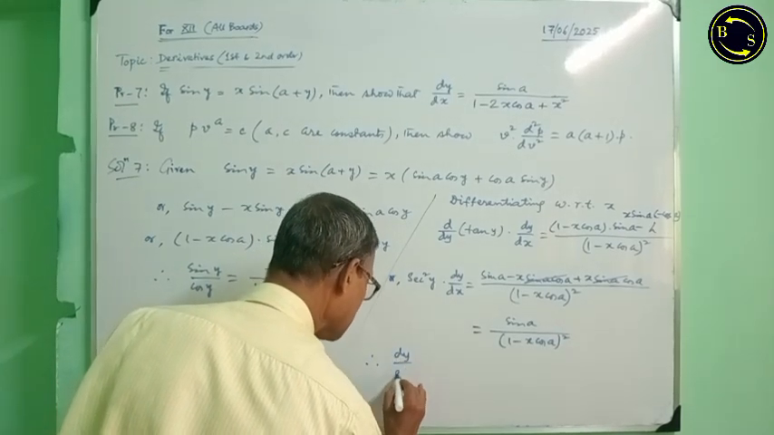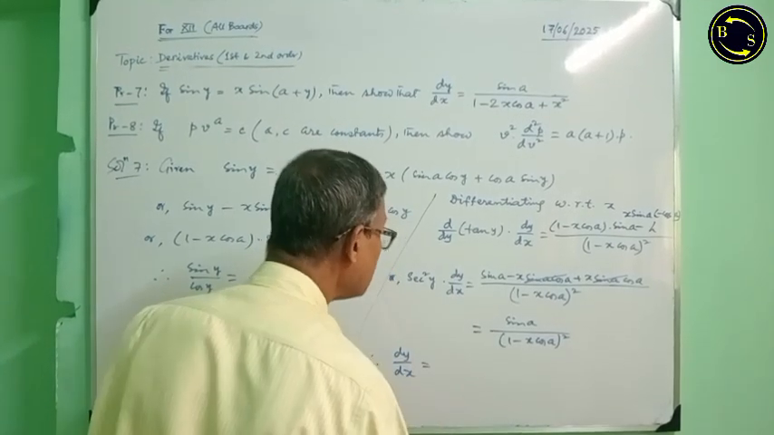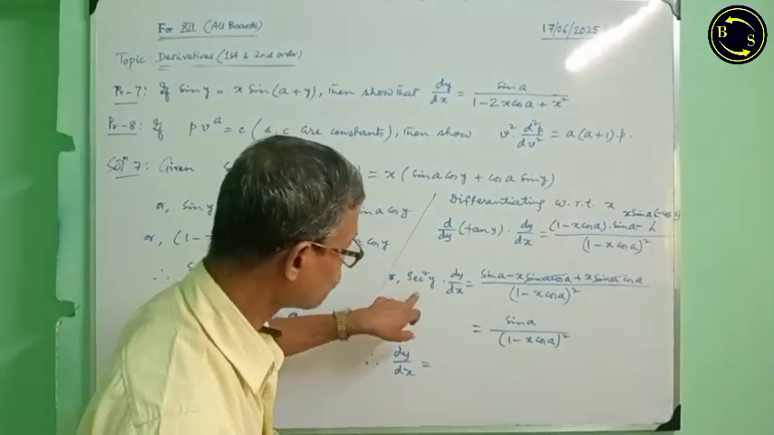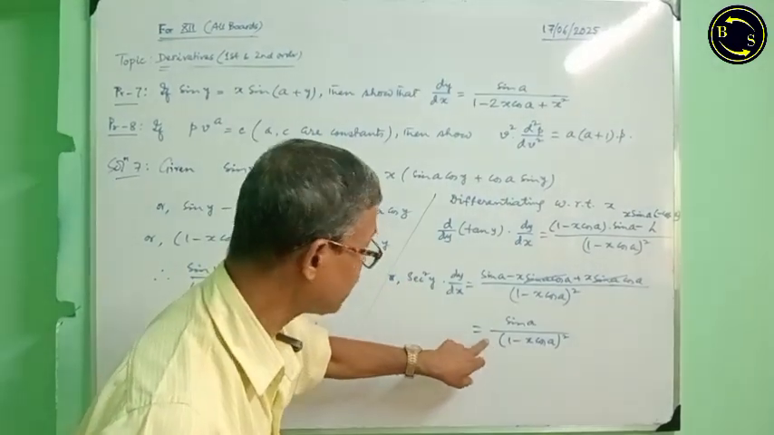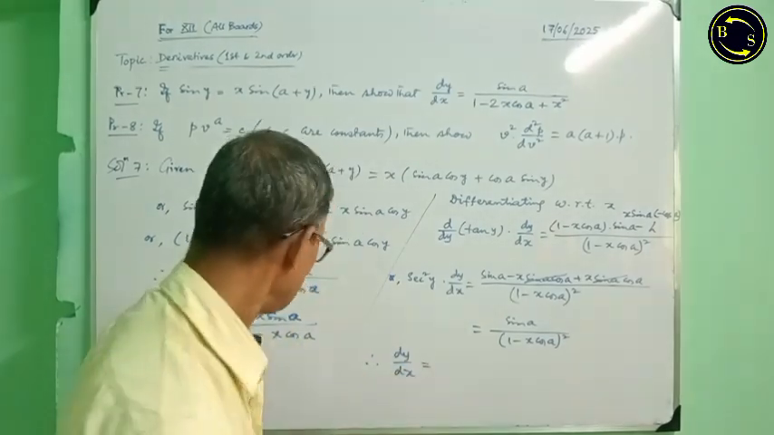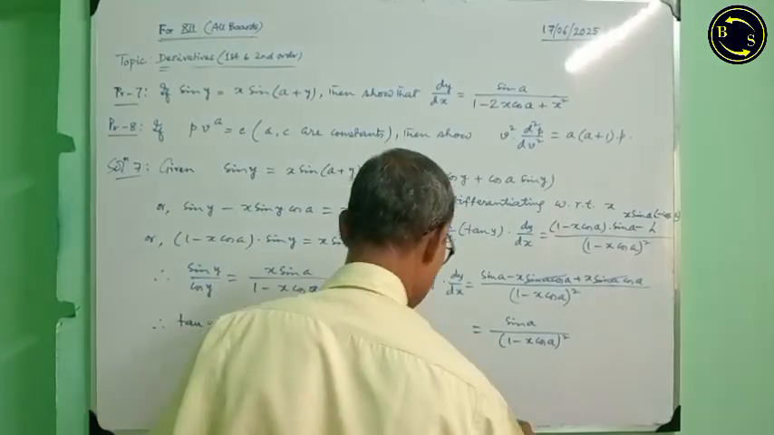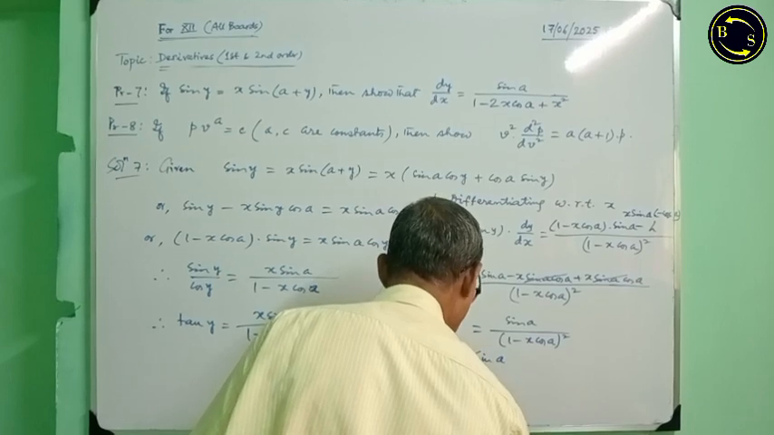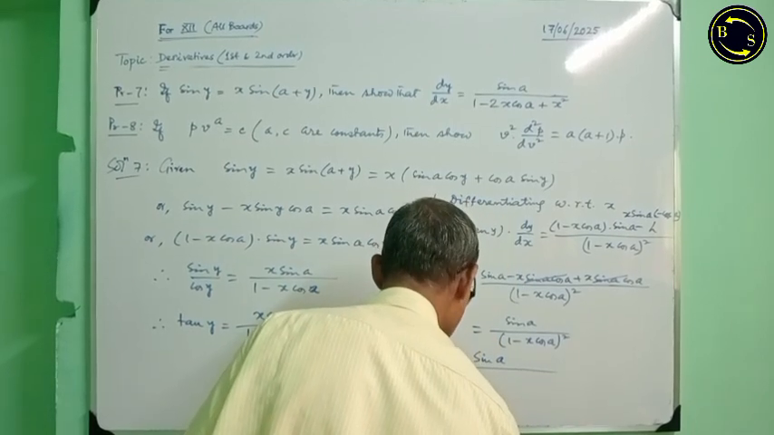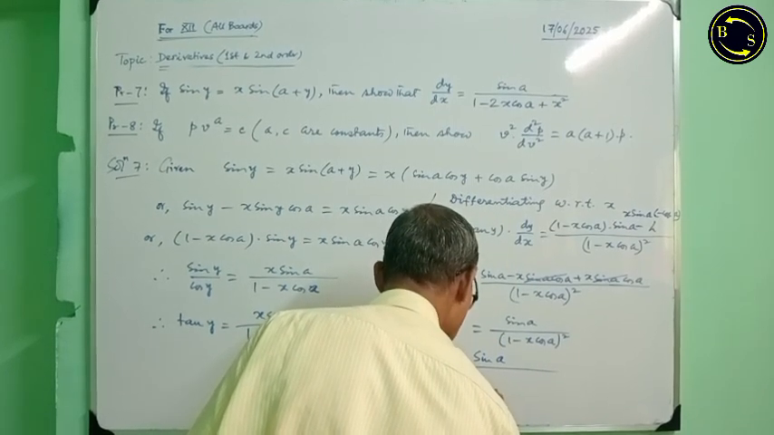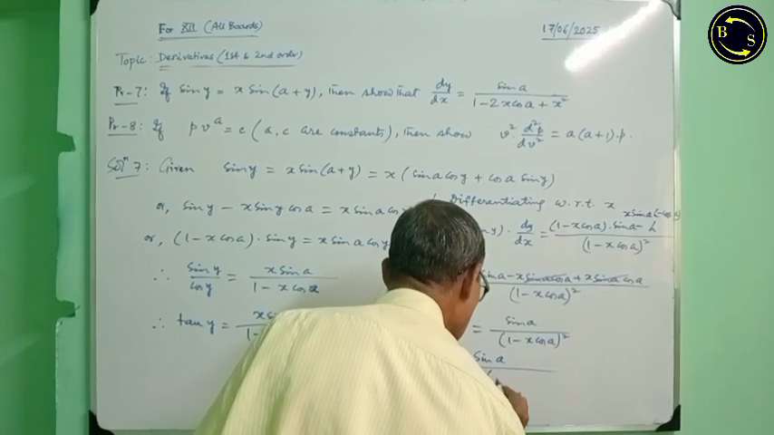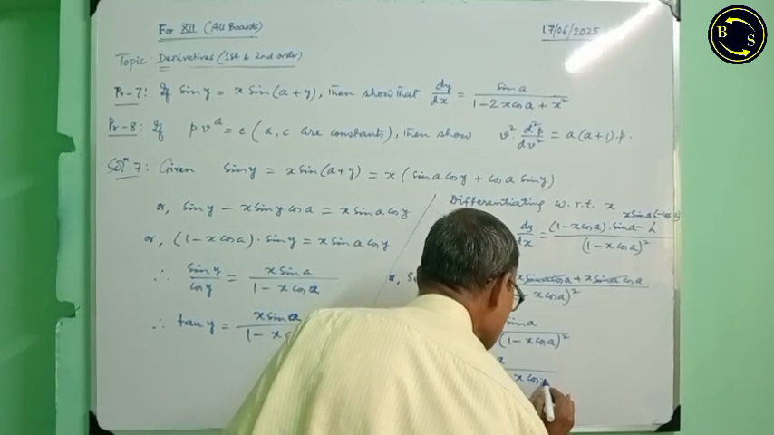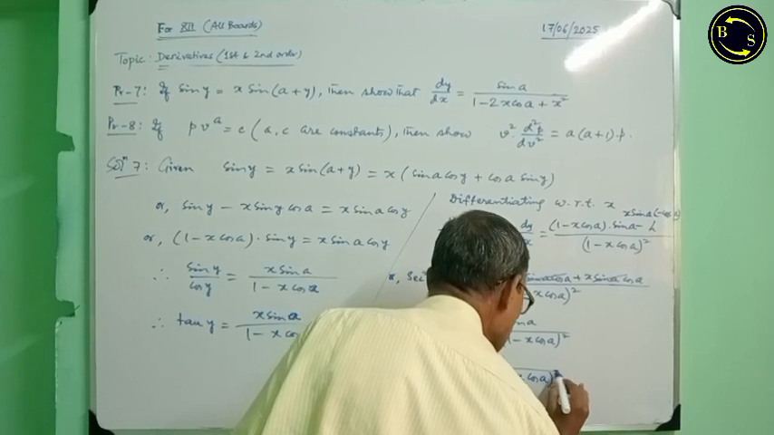Therefore, dy/dx is equal to sec square y will be at the denominator, sin a by sec square y into 1 minus x cos a whole square.